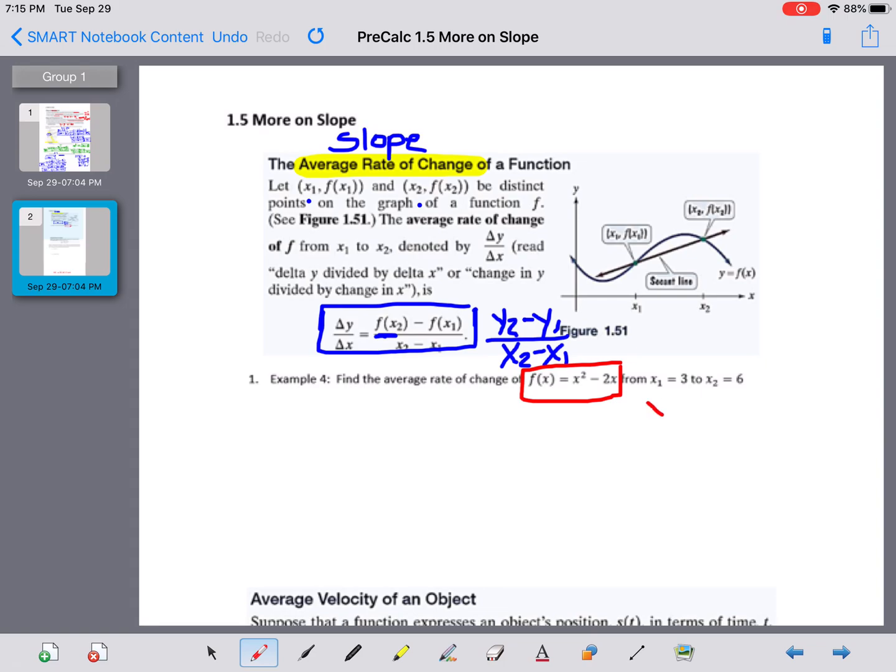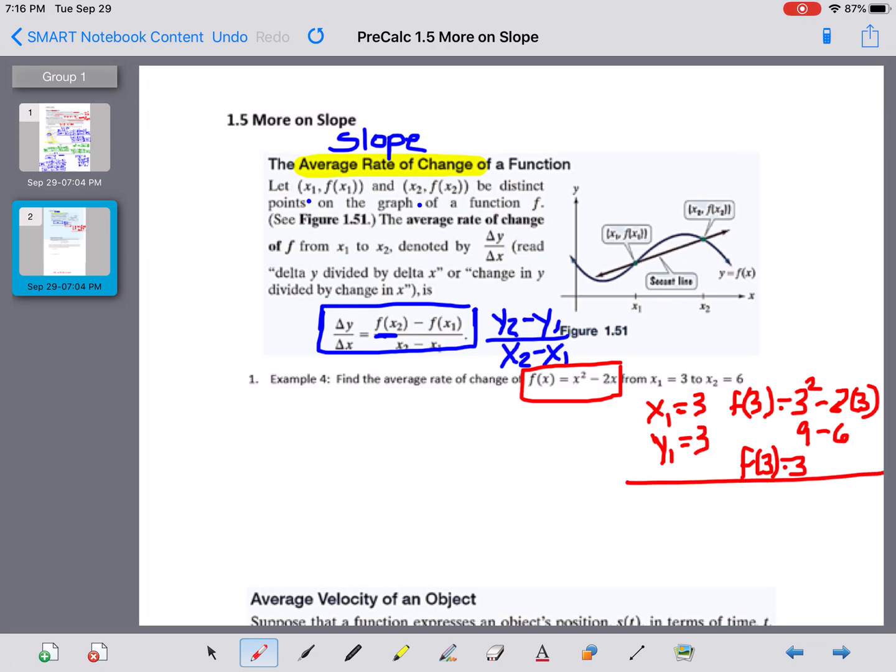My x1 is 3. So if my x1 is 3, I'm going to plug 3 into my function, and I'm going to find the y that goes with it, or the f of 3. I could plug in 3 everywhere I see an x, right? 3 squared is 9, minus 6 is 3. So f of 3 is 3, okay? So x1 is 3 and y1 is 3 as well.